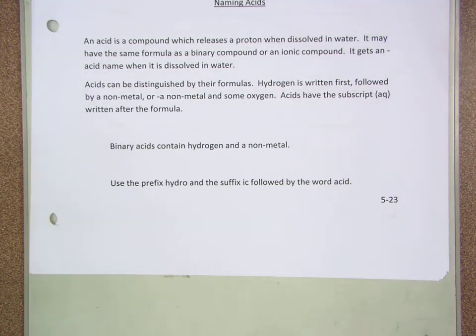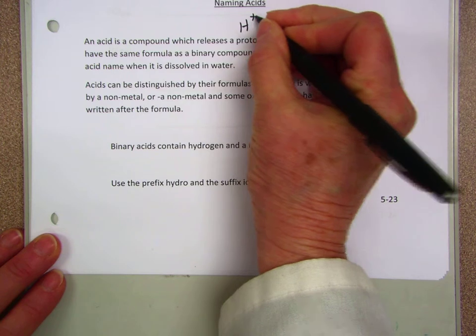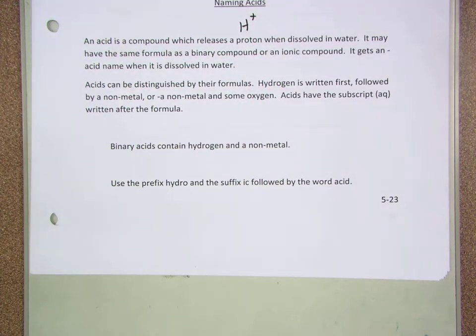So now let's look at acids. Acids are defined a lot of different ways in chemistry, but for this discussion, we talk about an acid as something that releases a proton, and a proton is a hydrogen ion, just the proton with no electron, when it's dissolved in water. Some of these things can have the same formula as a binary compound or a salt.